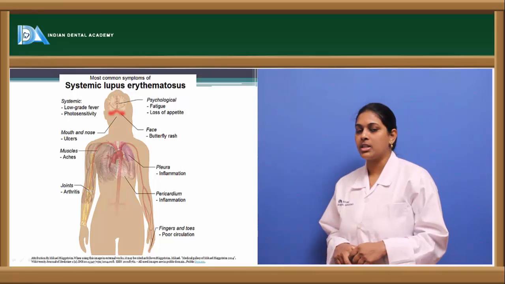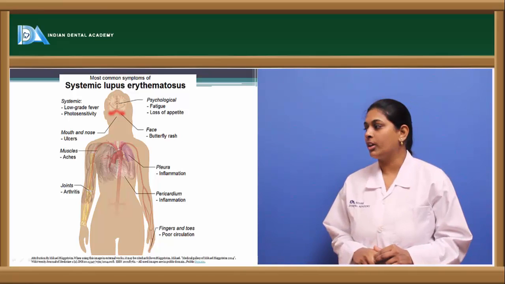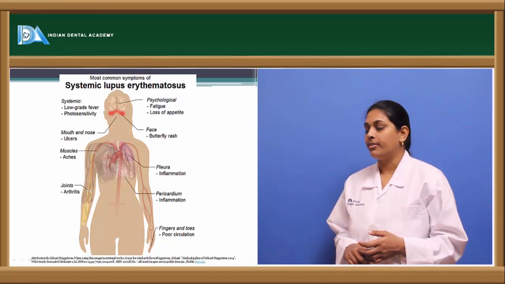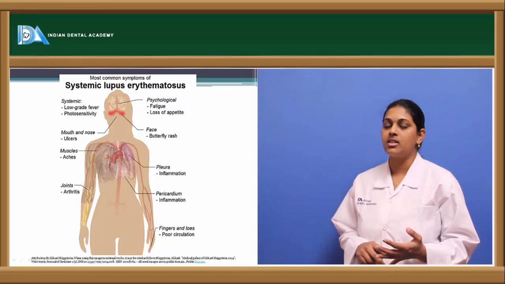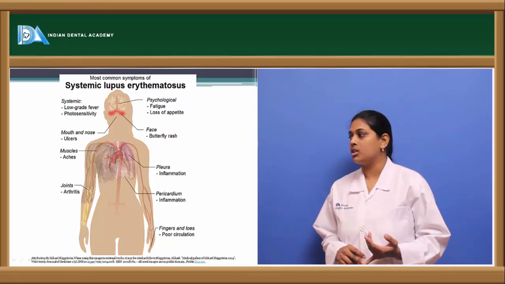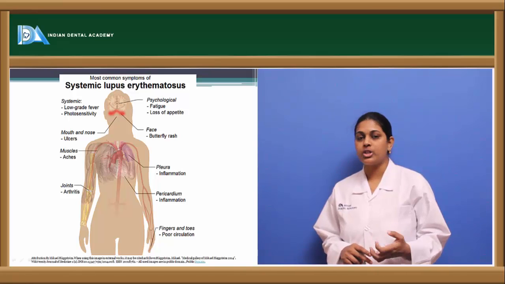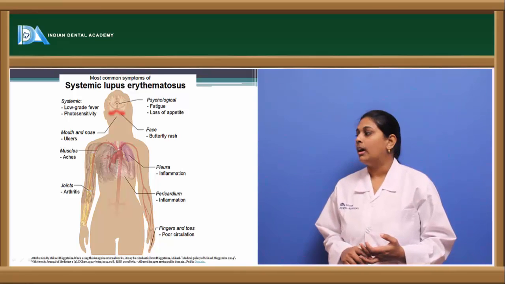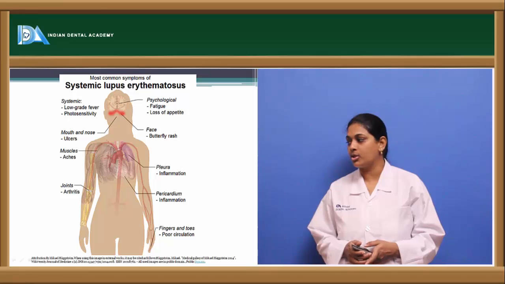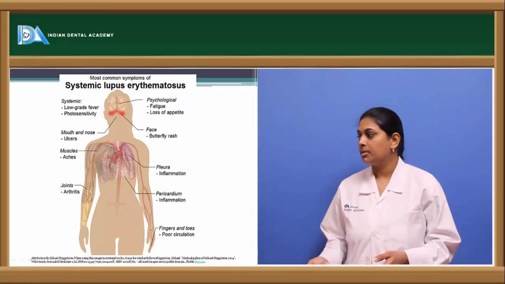symptoms. Low-grade fever as well as photosensitivity has been observed among the patients, and there was involvement of the mouth and nose with formation of ulcers in these mucosal areas. Myalgia, that is muscle aches, was present, and joint aches, that is arthritis, have also been observed, along with psychological disorders, loss of appetite and fatigue. Coming to inflammation, there was pleuritis, that is inflammation of the pleura, and pericarditis, that is inflammation of the pericardium. Other than that, the fingers and toes showed poor circulation, and Raynaud's phenomenon was also present in such patients.